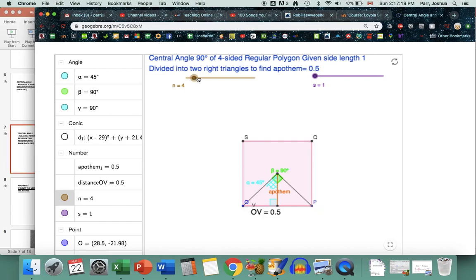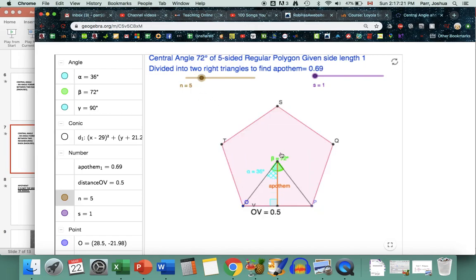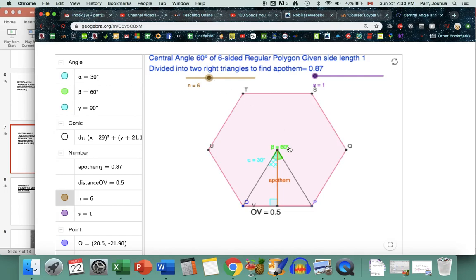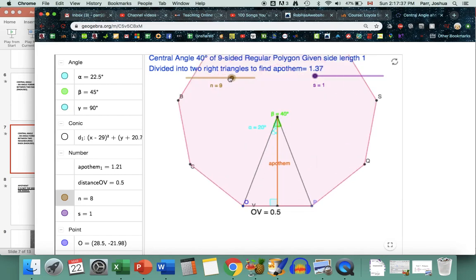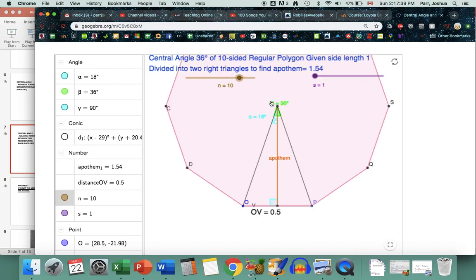Let's try with 5 sides. It's still going to be 360 divided by the number of sides, right? There's 5 sides. I've got 360 divided by 5 gives me 72. You can already anticipate if it has 6 sides, 360 over 6 gives you 60 degrees. If we go up to 7, 8, 9, 10 sides, I'm still getting a central angle here that's 360 divided by the number of sides.